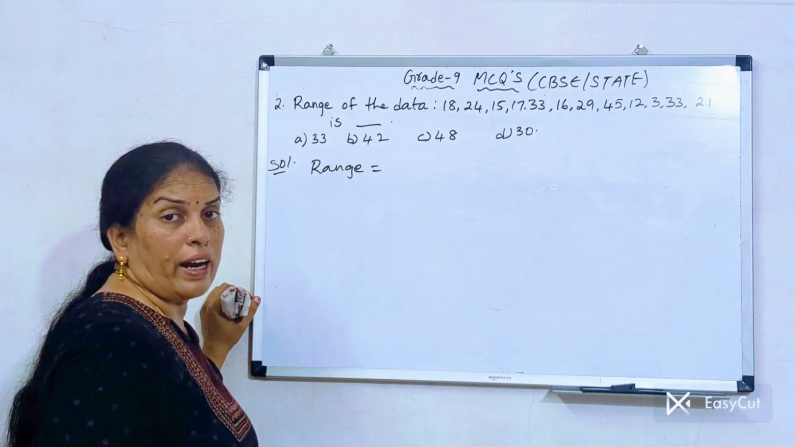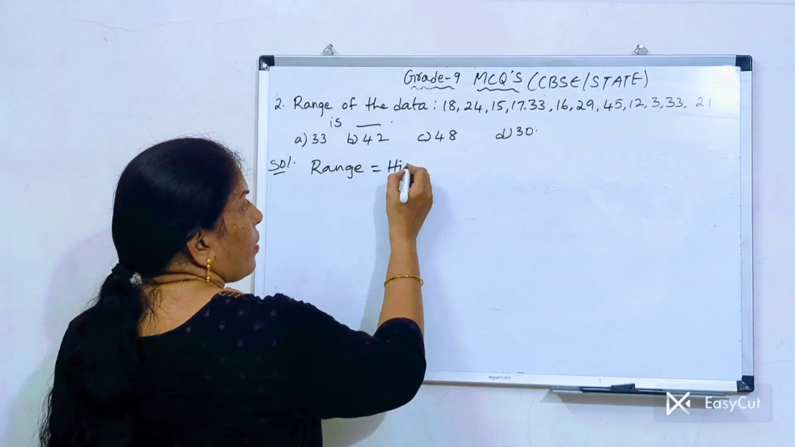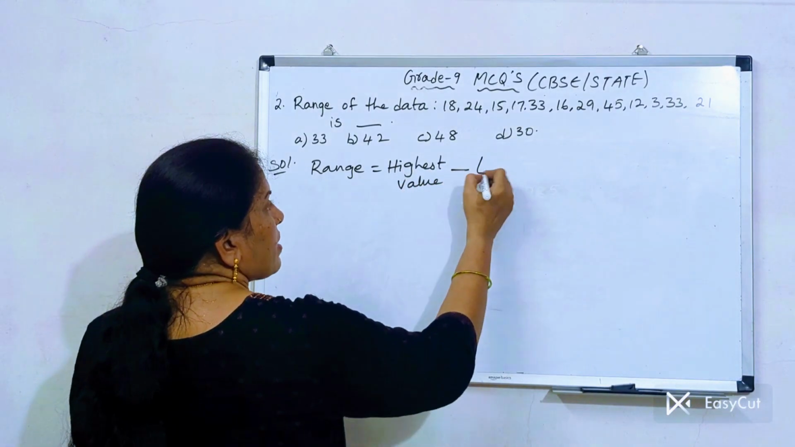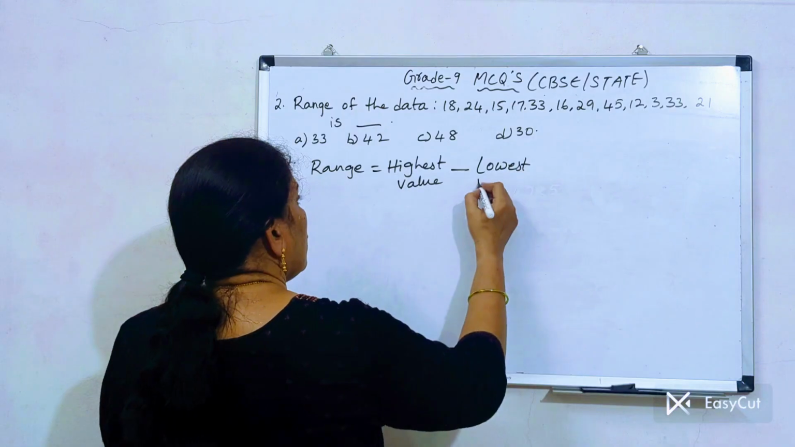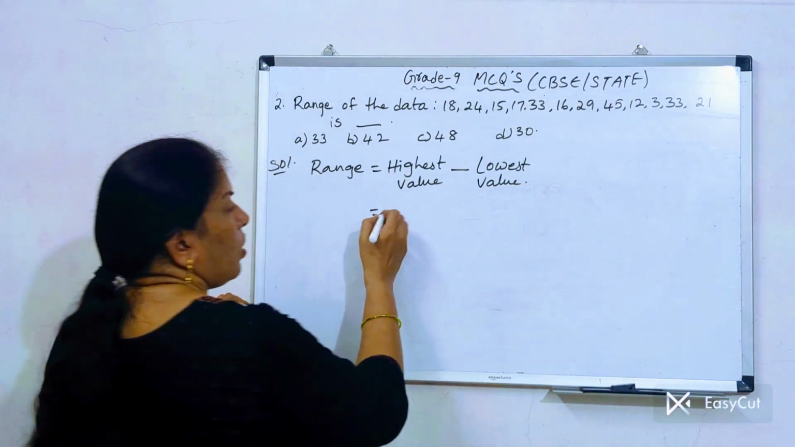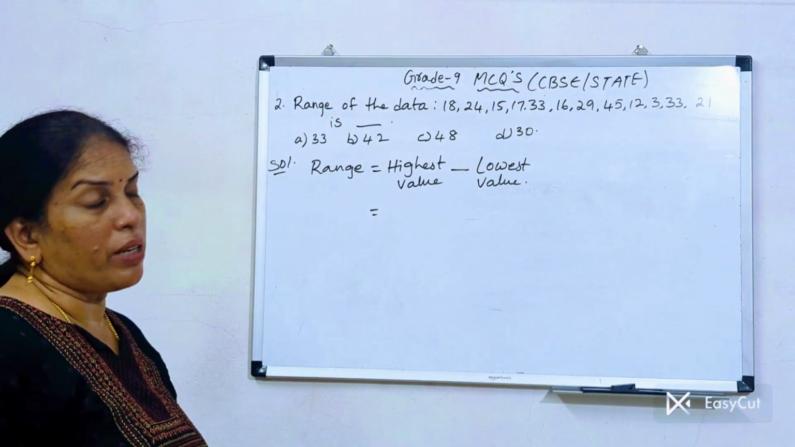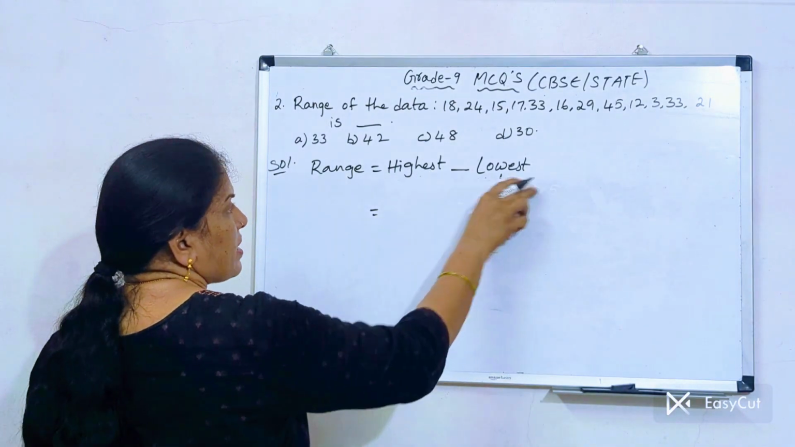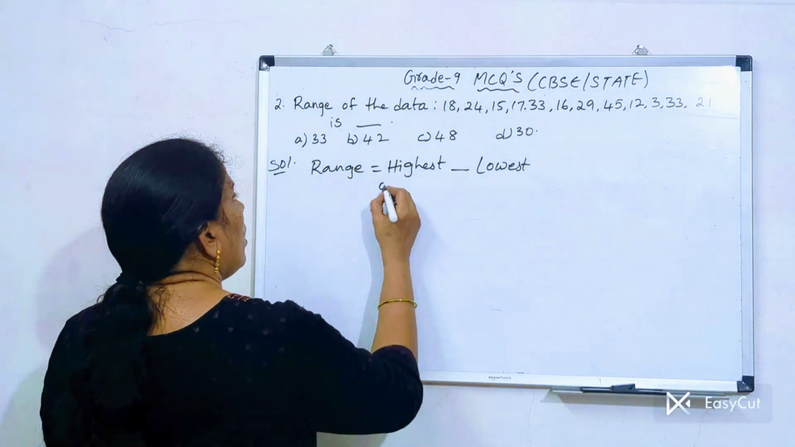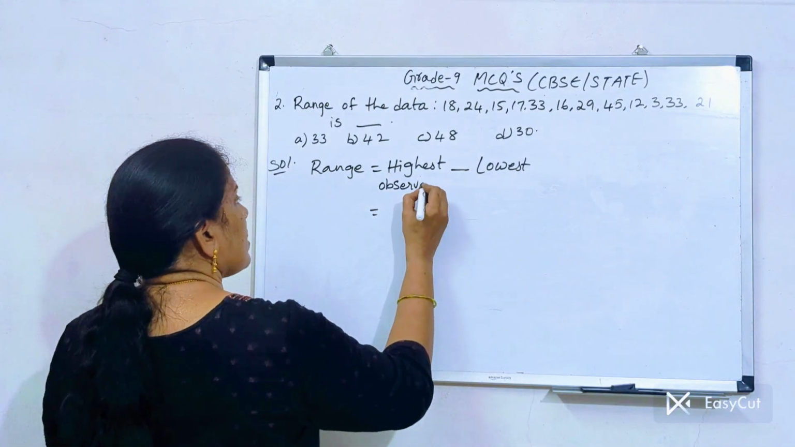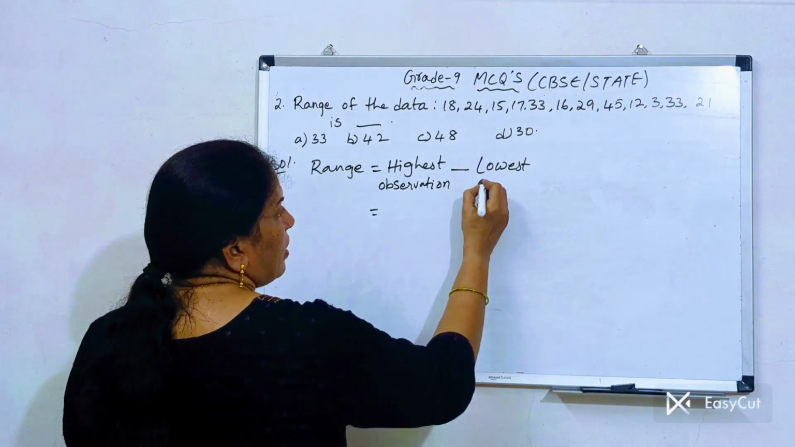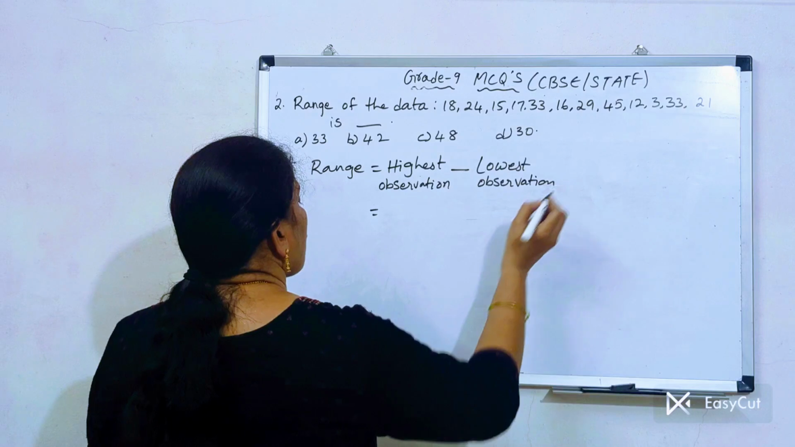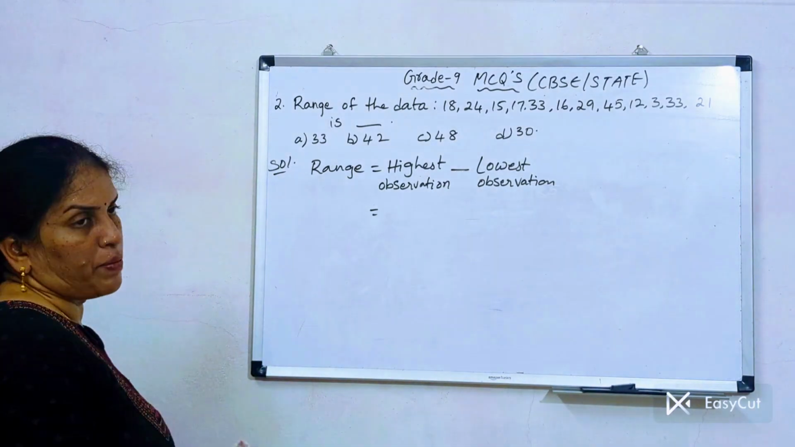this belongs to data handling, highest value minus lowest value. Okay. Highest observation minus lowest observation. Actually, the real formula is highest observation minus lowest observation. This is the formula for finding the range. What is the formula? Range is equal to highest observation minus lowest observation.